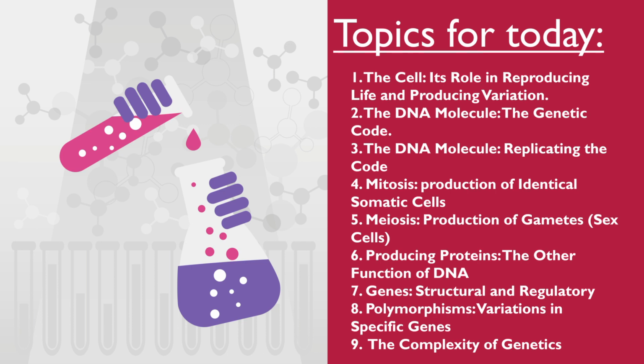First of all, I would like to introduce the topics for today. 1. The cell, its role in reproducing life and producing variation. 2. The DNA molecule, the genetic code. 3. The DNA molecule, replicating the code. 4. Mitosis, production of identical somatic cells. 5. Meiosis, production of gametes, sex cells. 6. Producing proteins, the other function of DNA. 7. Genes, structural and regulatory. 8. Polymorphisms, variations in specific genes. 9. The complexity of genetics.